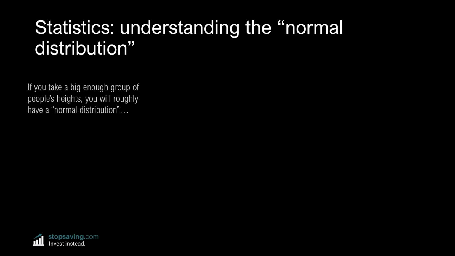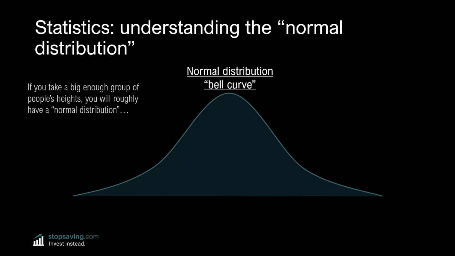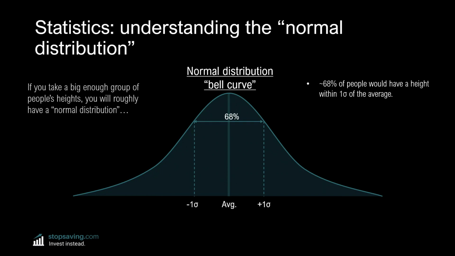So if you've studied statistics at school or university before, you're probably familiar with something called a normal distribution. Well, if you take enough random people and line them up, their heights would follow what we call a normal distribution. Visually, this would look like a bell curve. The average height would be in the middle of the bell curve like this. And in a normal distribution, roughly 68% of the people would have a height that is within 1 standard deviation of that average, and they can be taller or shorter than the average height.